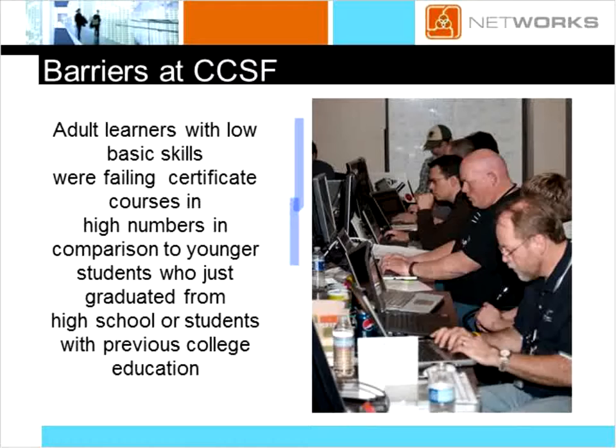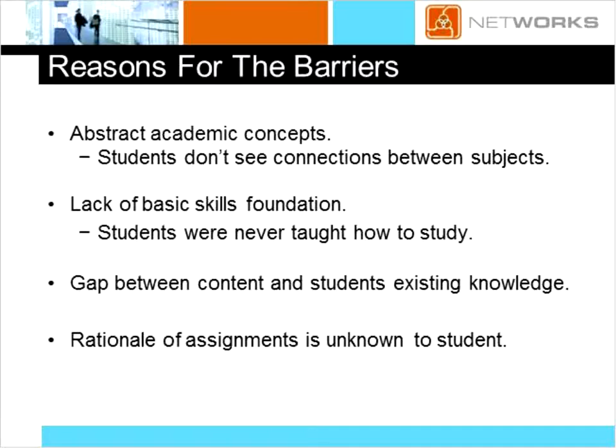And at our school, we have adult learners with low basic skills who are failing certificate courses in high numbers in comparison to younger students who just graduated from college, or just graduated from high school, or students with previous college education. So they couldn't really compete with the other students. And so after we have looked at all these barriers to graduation and completion, I'd like to look at how bridge programs address these barriers.